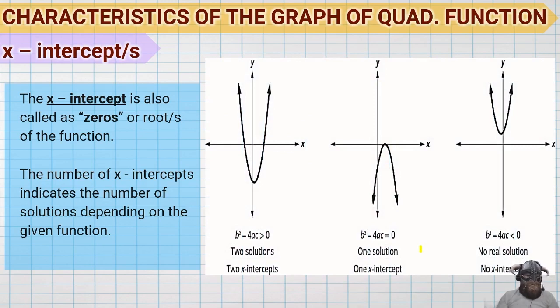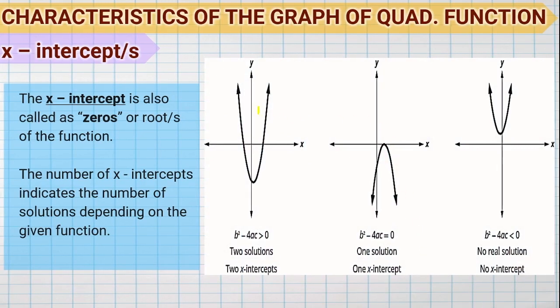Tignan nyo itong mga graph na to. Kung mapapansin nyo, dito sa una, the parabola intersects your x-axis. Ito yung x-axis natin. Tumama siya ng 2 beses. That means you will be having 2 solutions. Ilan yung x-intercepts mo dyan? 2. Katulad ng example natin kanina.